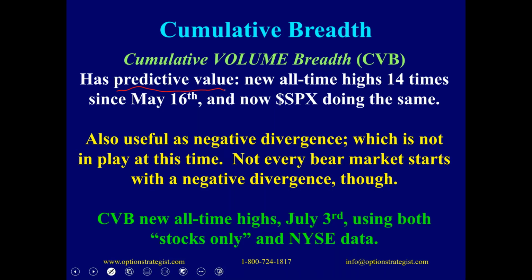But at tops, you can sometimes get a negative divergence. We don't have any negative divergence right now because it just made a new all-time high again last Friday on the 23rd. Not every bear market starts with a negative divergence anyway, but the one in October 2022 did. So that's a thing we typically look for.